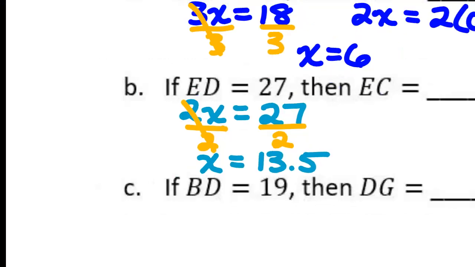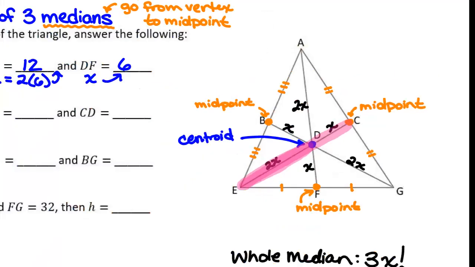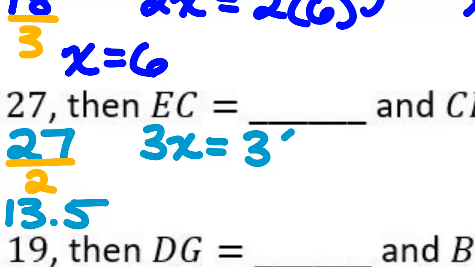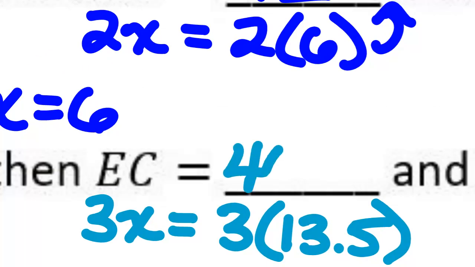13.5. Yes. Well, if from E to D is 2x, how many x's is from E to C? 3x. So E to C is 3x, and we just said that x was how big? 13.5. What is 3 times 13.5? 40.5.